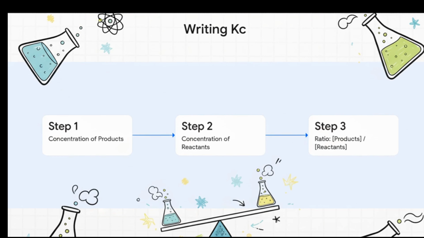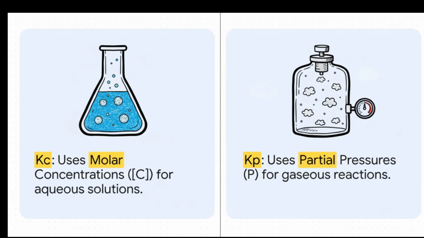Writing the expression for Kc is actually super simple. It's just a ratio. You put the products over the reactants. You just take the molar concentration of your products, raise each one to the power of its coefficient from the balanced equation, and then you divide all of that by the concentration of your reactants, which are also raised to their coefficients. That's it.